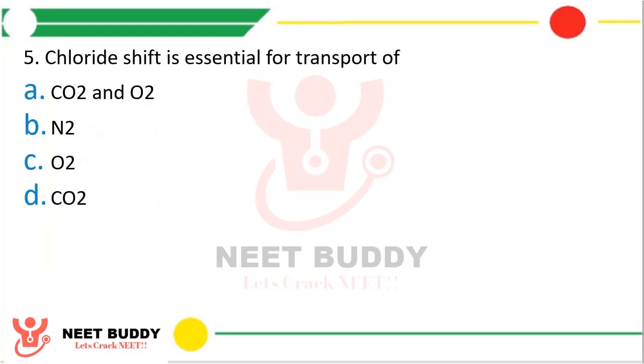Question number 5. Chloride shift is essential for transport of option A, carbon dioxide and oxygen, option B, nitrogen, option C, oxygen, or option D, carbon dioxide. Chloride shift is essential for transport of. The correct answer is option D, that is carbon dioxide.